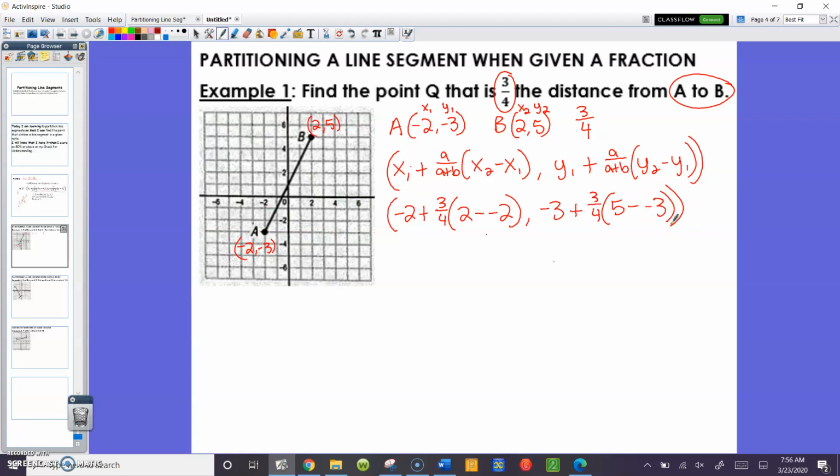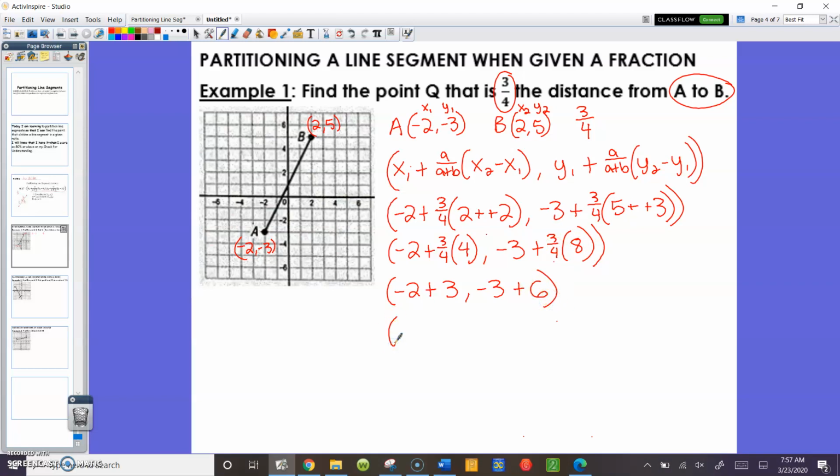All right, so first we're going to start by simplifying the parentheses. We know that two negatives beside each other gives us a positive. So that's -2 plus 3/4 times 4. And then we have -3 plus 3/4 times 8. Now we're going to multiply. -2 plus 3. Plus 4 times 3 is 12. 12 divided by 4 is 3. -3 plus 8 times 3 is 24. 24 divided by 4 is 6.